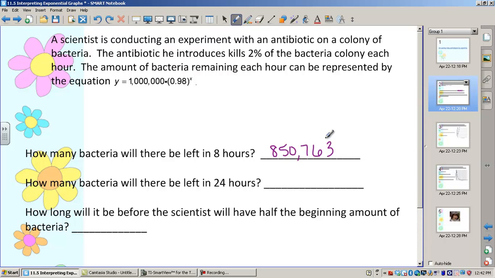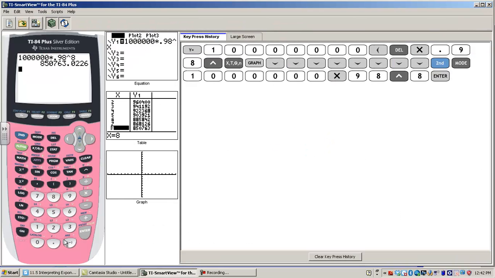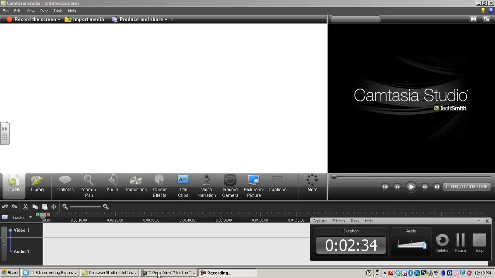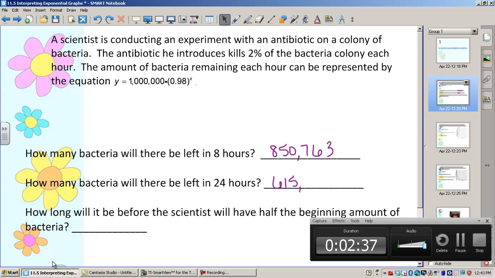Now the next question is the same. We want to know how much is left in 24 hours. So we do the same thing. We go to our calculator, and you can look at the table, or you can do the same thing that you did a minute ago, except now we want x to be 24 because we're looking for the 24th hour. I'm just going to use the function and type it in, as I know I can round, and there should be 615,780 bacteria left in 24 hours. So after 24 hours, I've got 615,780.